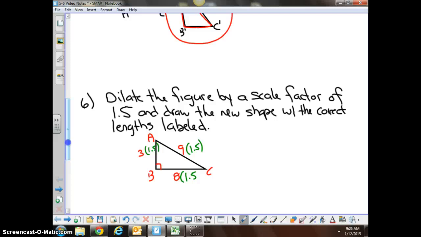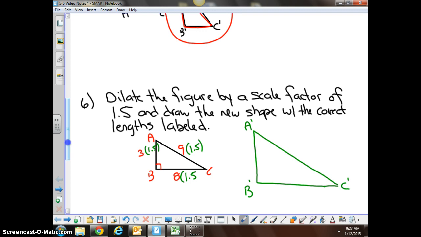So my new shape is going to be 3 times 1.5. It's going to be triangle ABC, and I'm just going to make this up the best I can. The new shape has to have the prime markers, very important. A prime, B prime, C prime. This is a dilated shape.